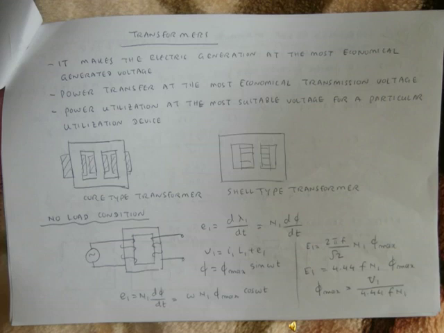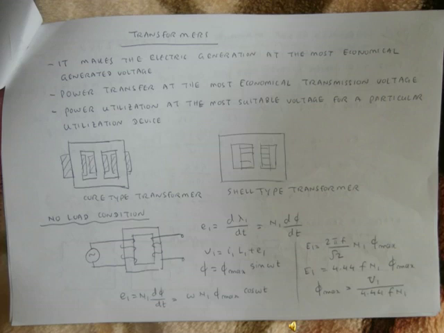So there are two kinds of transformer, core-type transformer and shell-type transformer. In the diagram, I express a core-type transformer and a shell-type transformer. And then we can also connect the transformer. When you connect the supply to the transformer, the primary is connected to the supply and the secondary is open. This is what we call the no-load condition.